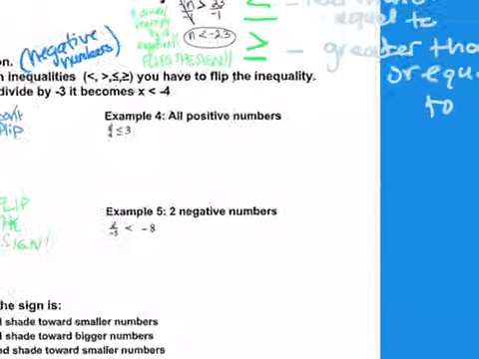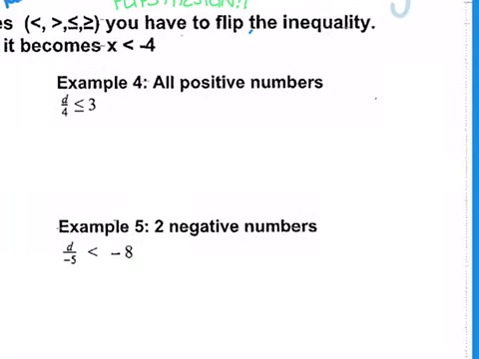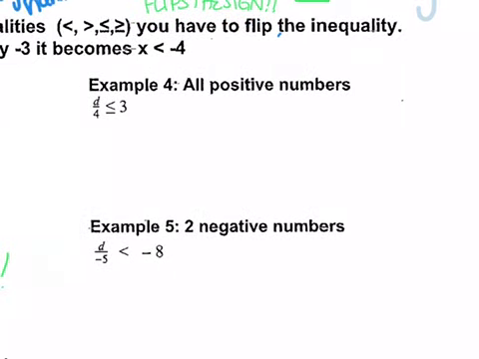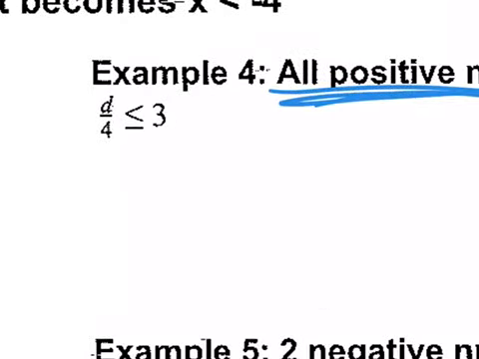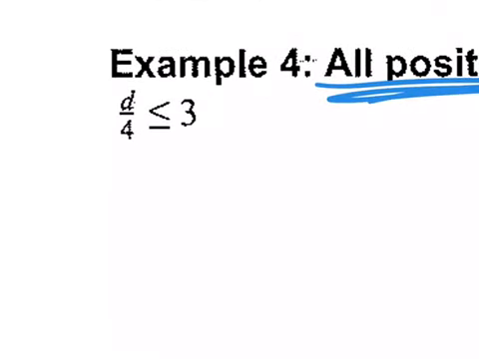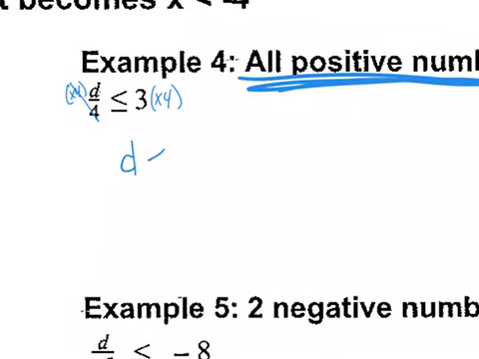Oh, example 4, part 2. We've got d divided by 4. So d divided by 4 is less than or equal to 3. I've got all positive numbers, so don't flip the sign. We're just going to solve it like normal. So remember, if you have division, which is what this is, something divided by 4 is less than or equal to 3. So since I have division in the problem, the opposite would be to multiply. And we multiply on both sides. So d is less than or equal to positive 12.